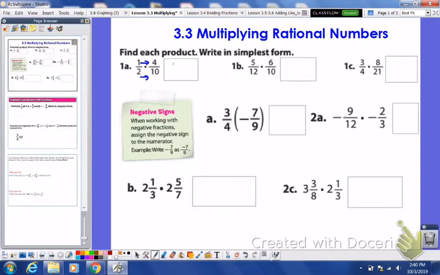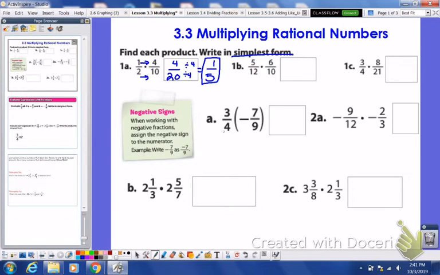So 1 times 4 gives us 4, 2 times 10 gives us 20, but then you must always simplify. Always look for simplest form. So if I have 4 over 20, I know that they're both divisible by 4, which gives us a final answer of 1/5. Final answer is 1/5. Again, we look at the next one.